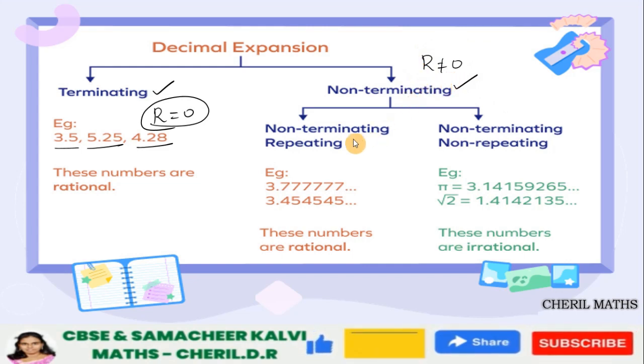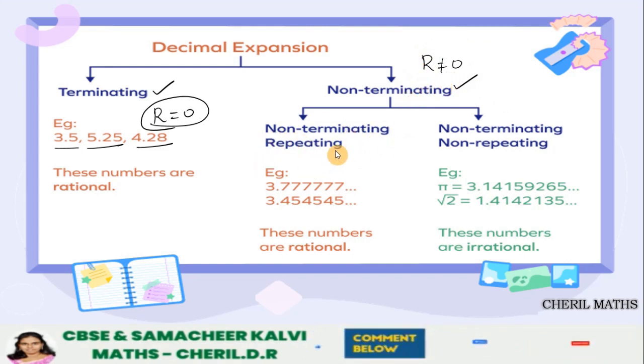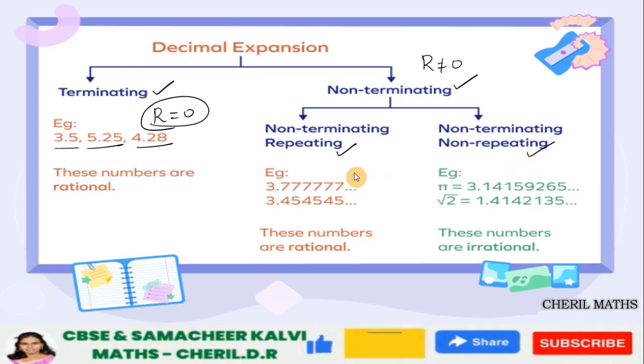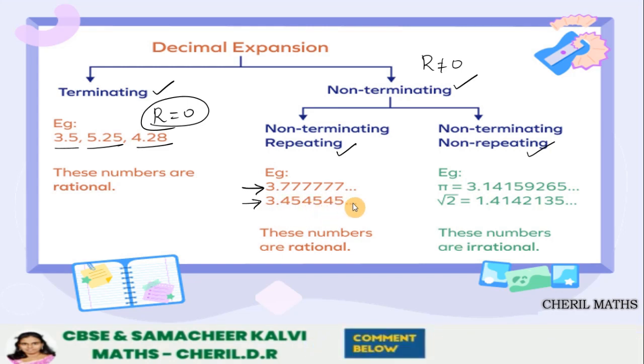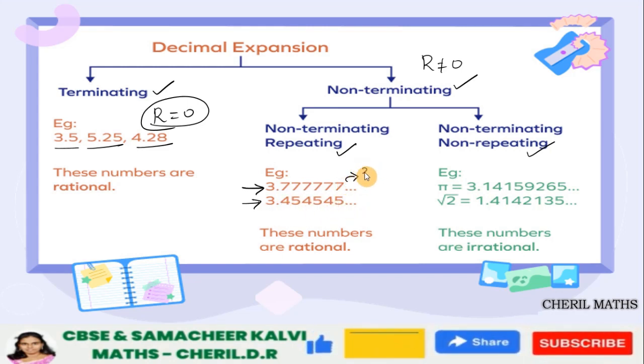So how will the value be? The value will be of two types. One, it might be repeating, or it might be non-repeating. The previous example which we saw also was continuously repeating. Here also you can see it is 3.77777 and it's continuously going on. Likewise here it is 3.454545. So how do you write this? You can represent this as 3.7 bar. Likewise, this you can represent as 3.45 bar. That means this term together, 45, repeats.